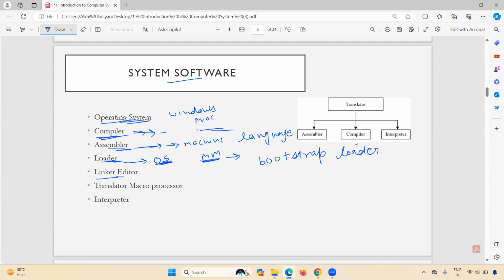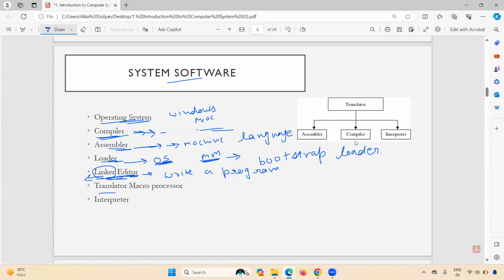Linker and linker editor, there are two things actually. The linker is used to bind the code of source and library files to make an executable program. As the name suggests, the linker links the code of sources and library files for execution. And the editor is used to write a particular program. So these two are different things, linker and linker editor.